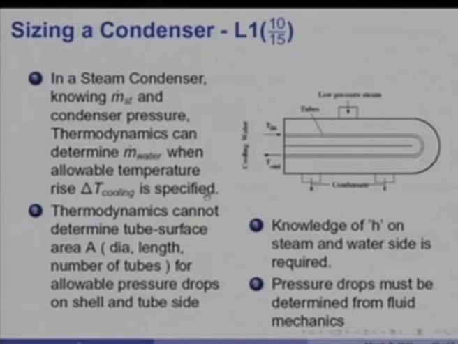The actual pressure drops must be less than the allowable pressure drops on both shell and the tube side. That can only be determined by knowledge of H on the steam side and on the water side in the tubes. Pressure drops must then be determined from fluid mechanics, knowing the fluid flow rates on either side.